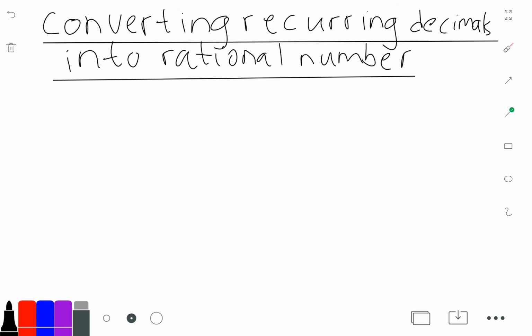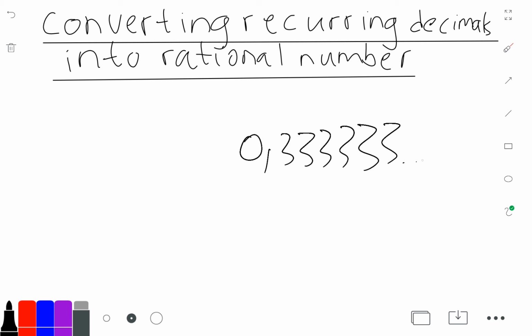In today's lesson, you are going to learn how to convert recurring decimals into rational numbers or fractions. A recurring decimal is a decimal number that has a repeating single digit. For example, 0,3333333 to infinity. Or we can represent this number as 0,3 with a dot on top of the 3 to show that the 3's are repeating, or we can use the bar. So today we're going to learn how to write this number as a rational number or a fraction.